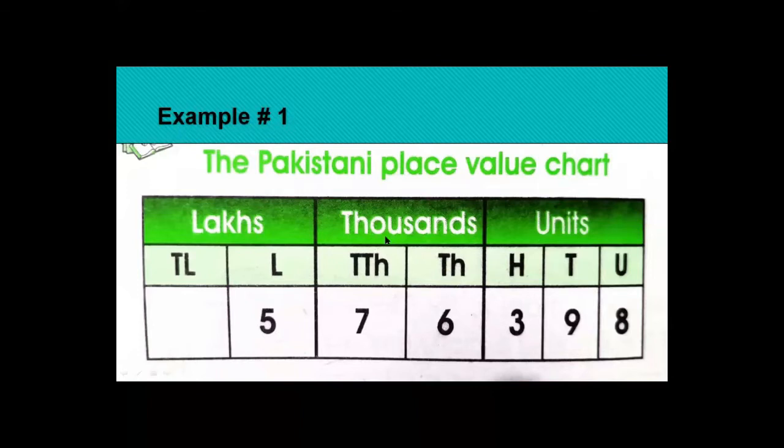Now the next group is the thousands group. In the Pakistani place value chart, the thousands group consists of two places. Number one is thousands and another is ten thousands. So here 6 comes under the place of thousands and 7 comes under the place of ten thousands. Here another group is complete. So when you write in figures, you will place a comma here. And now the next, the 6th digit, is lakh. 5 comes under the place of lakhs.